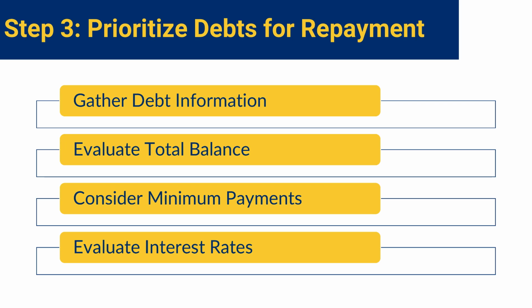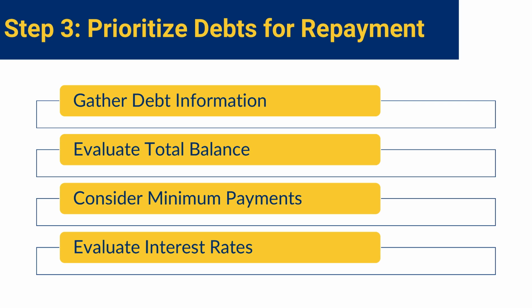Step 3. Prioritize debts for repayment. Assessing your debt and determining the best repayment strategy is a simple, yet impactful, step toward reducing it. Evaluate various factors such as interest rates, minimum payments, and total balance to create a structured approach to prioritizing which debts to tackle first. Here's how you can get started.